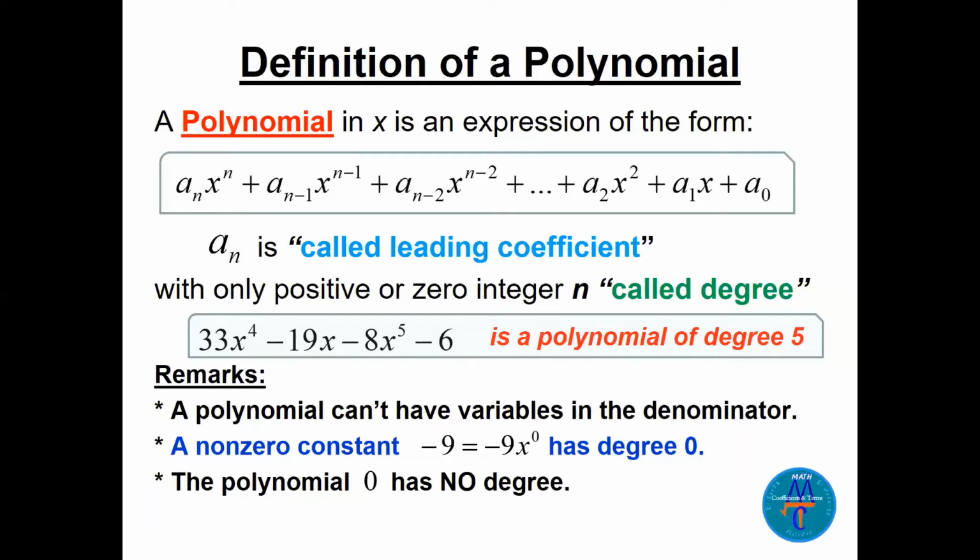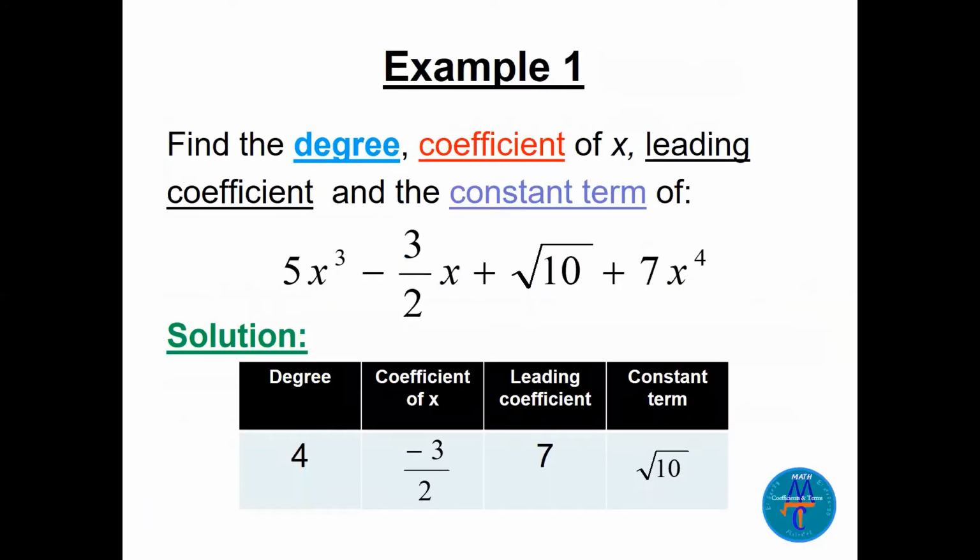Let's see a nice example here. Simple, easy example. Find the degree, find the coefficient of x, find the leading coefficient, find the constant term. So you have to know the word constant term also. Look at this. This is a polynomial, you see? 5x cubed minus 3 over 2x plus square root of 10 plus 7x to the power 4. What is the degree? Just look at the highest power. So we just write 4.